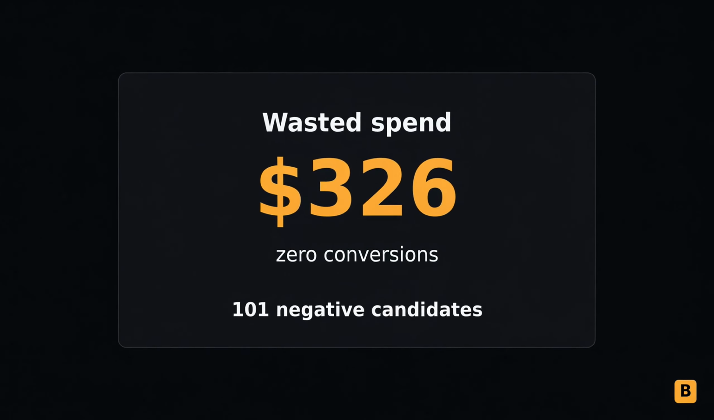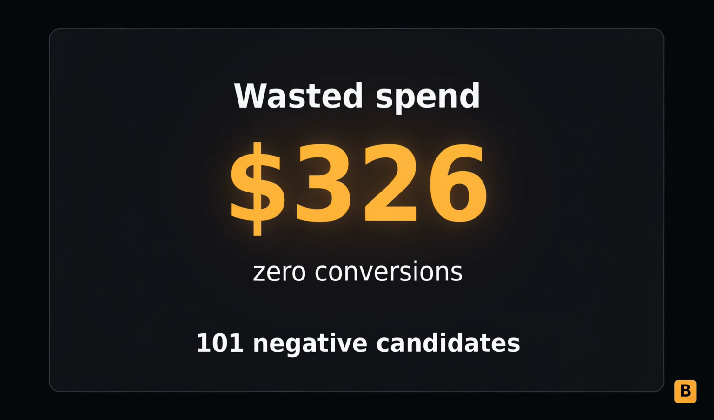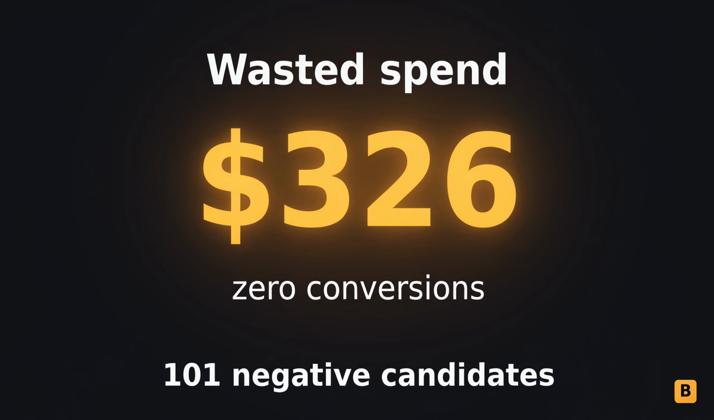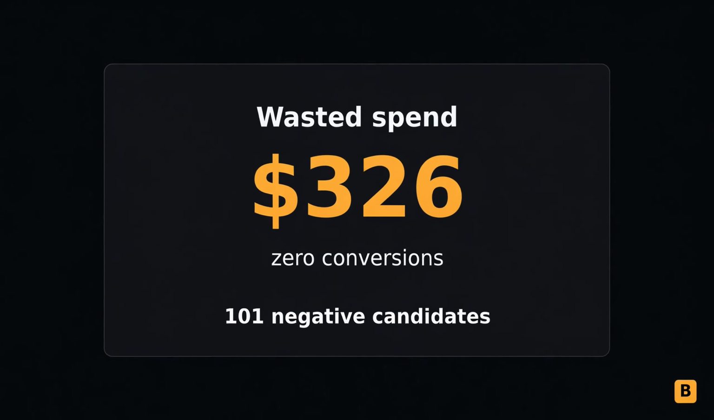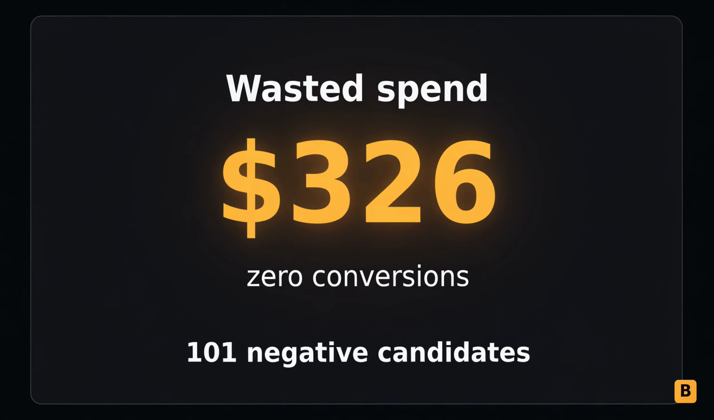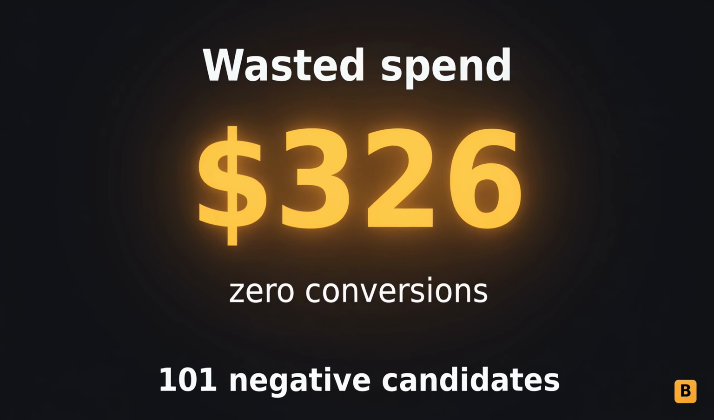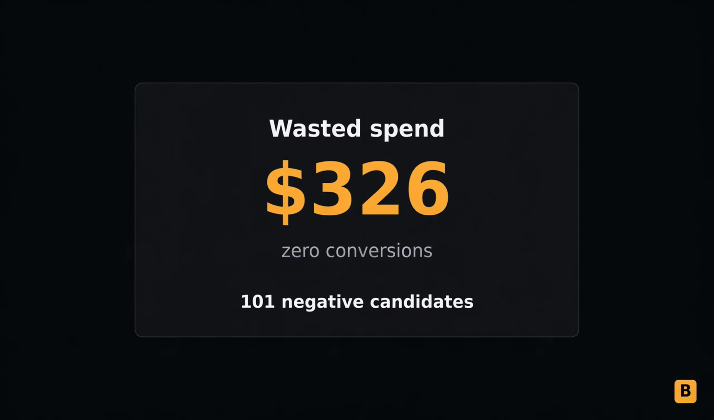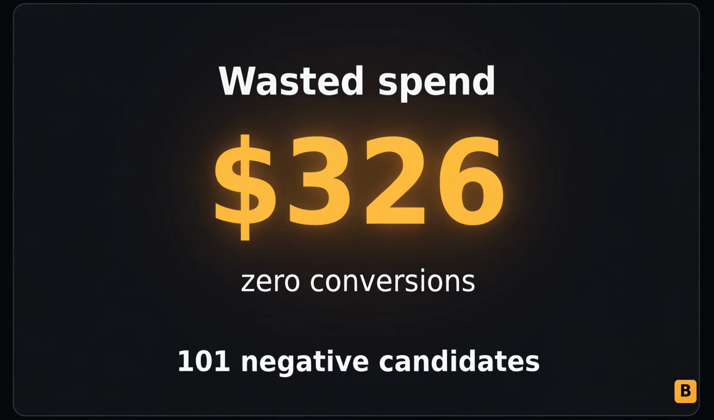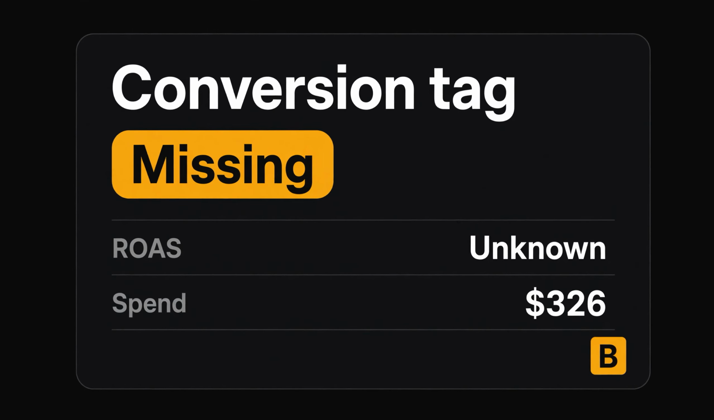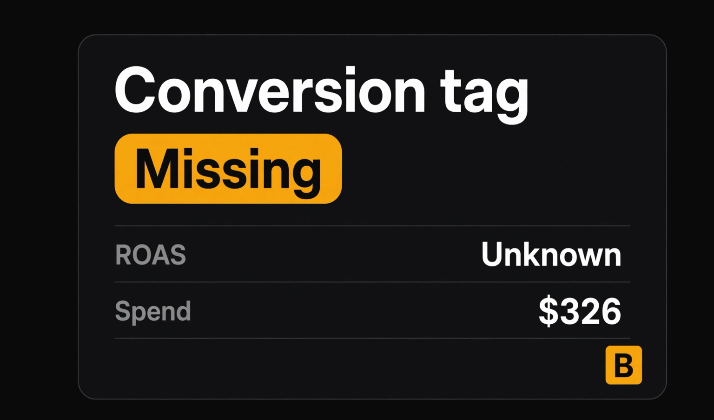Your last 30 days show $927 in spend. $326 of that went to search terms with 0 conversions. 101 distinct terms sit as negative keyword candidates right now. Average CPA sits at $42. Without a working ads conversion tag, ROAS is a guess, and you are flying blind on every bid.